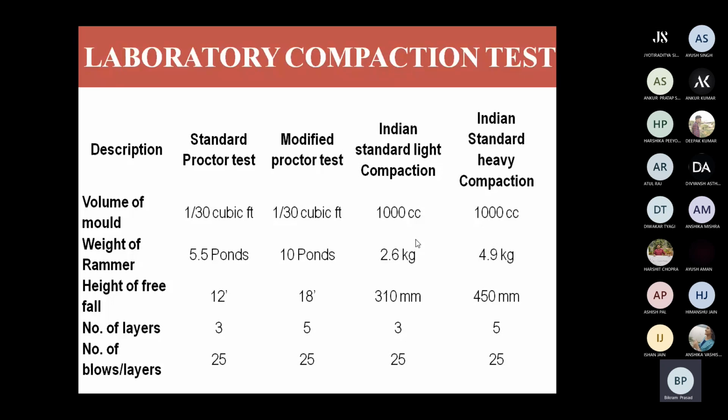In a recent exam I was giving, the NSIT professor exam, the same question was there. So although these look very simple, the questions come from these basic concepts. What is the number of blows per layer? Per layer we have to provide 25 blows. So basically the difference is the number of layers which we provide, the weight of the rammer and the height of the fall. Okay.